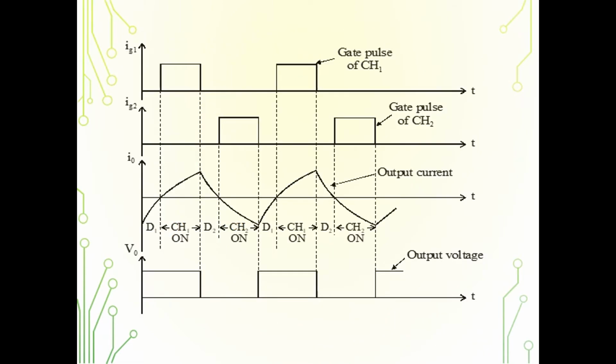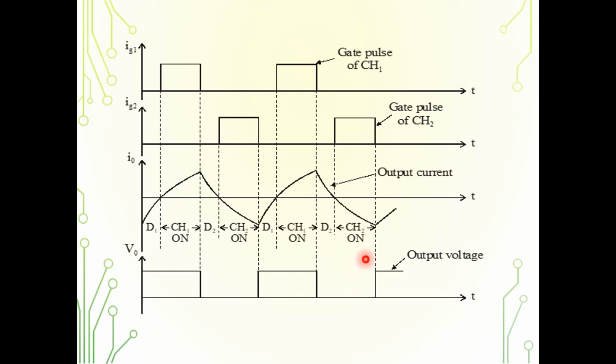This is the waveform of class C chopper, wherein when the first thyristor is triggered, you can see that the output voltage is positive, or when D1 is conducting, the output voltage is positive. When D2 conducts or when CH2 is conducting, the output voltage is equal to 0. So the current increases from negative to positive maximum, and again decreases to negative and then to positive. So this is going to continue.